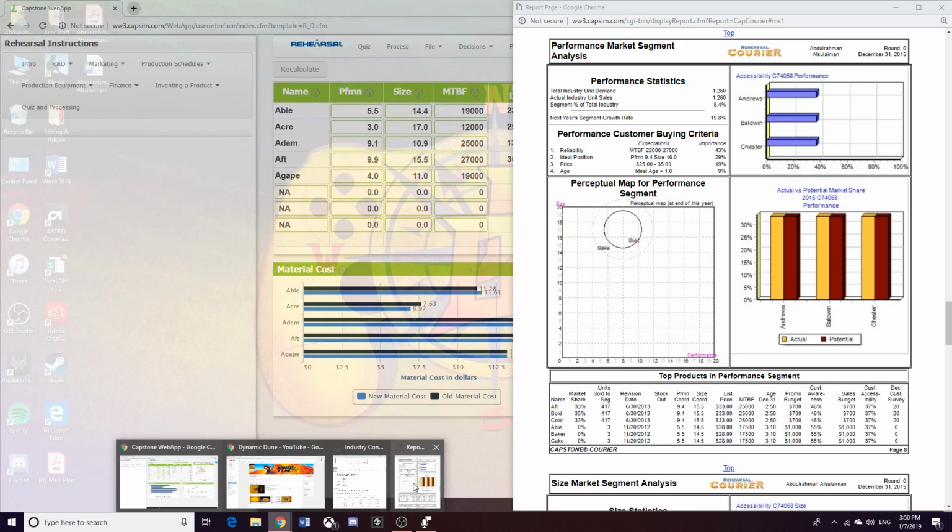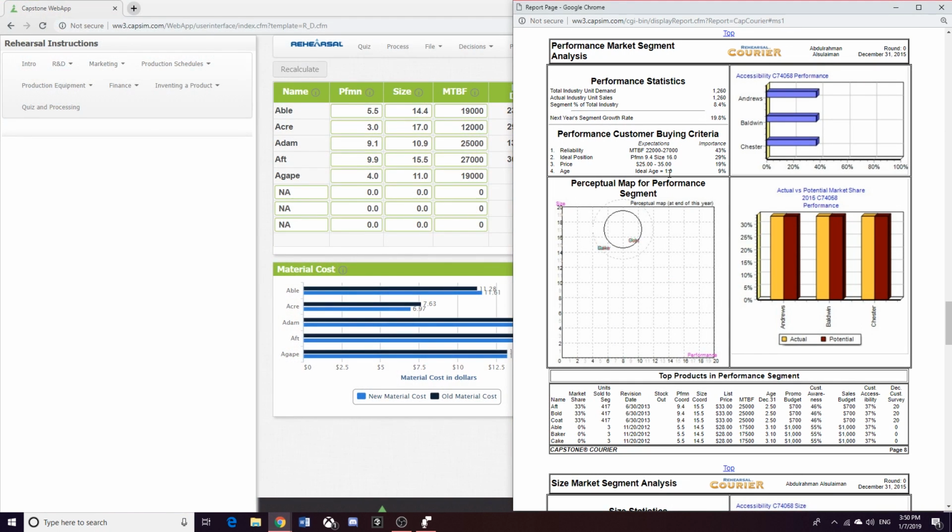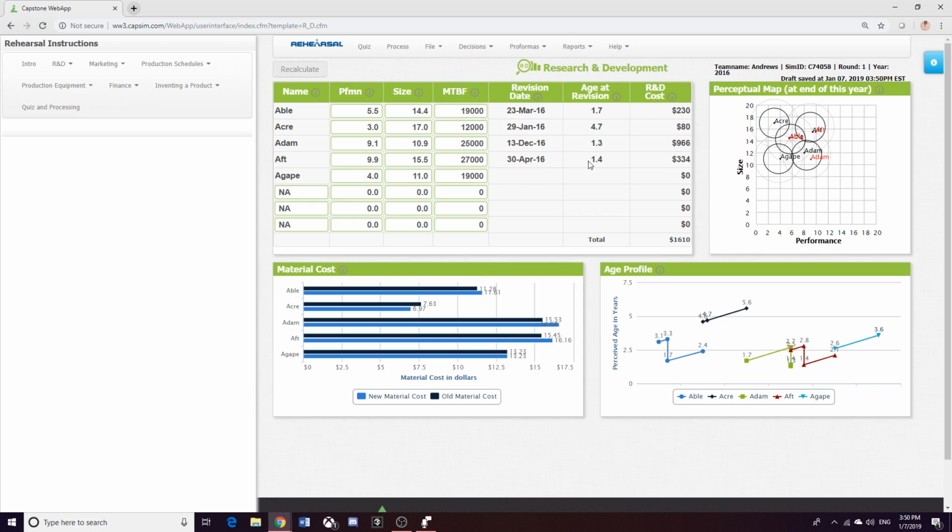So what is the ideal age? The ideal age is 1. However, we're not going to be able to have that, probably. We're just going to be as near to that 1 as possible. So we say, okay, 1.4 is good for performance. We don't have a problem with it. Let's go to the next one, size.